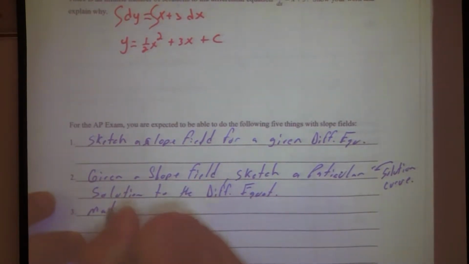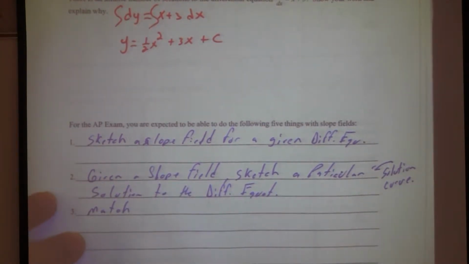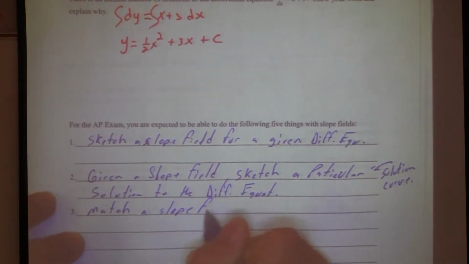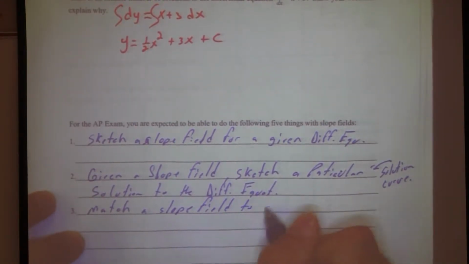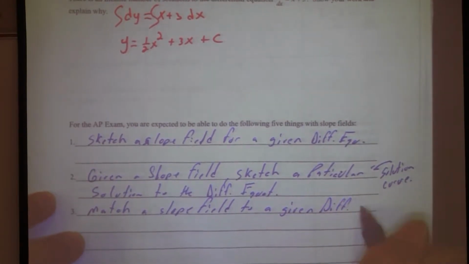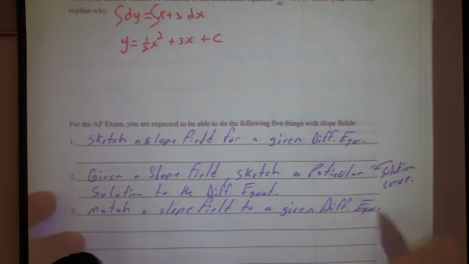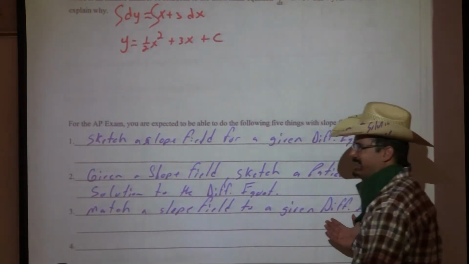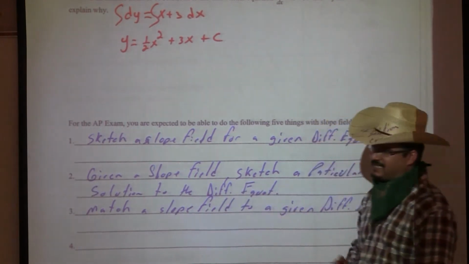Number three is the one that was on the test. So number three would be a matching problem, and you're going to match a slope field to a given differential equation. For example, on the mock exam, they gave you a differential equation and you had to match it to one of the slope fields as the answer choices.